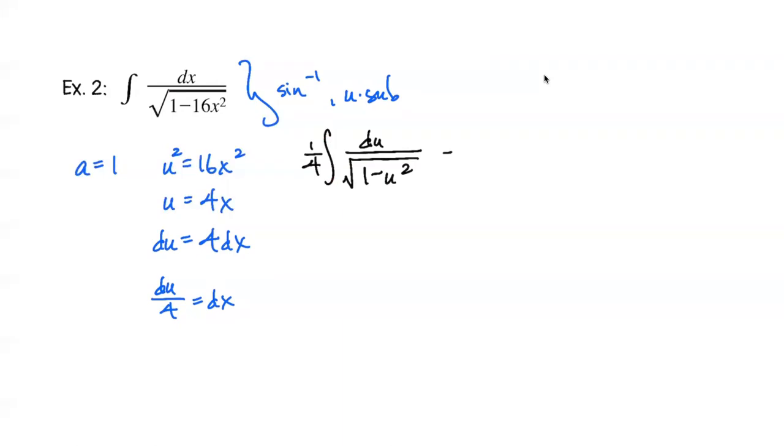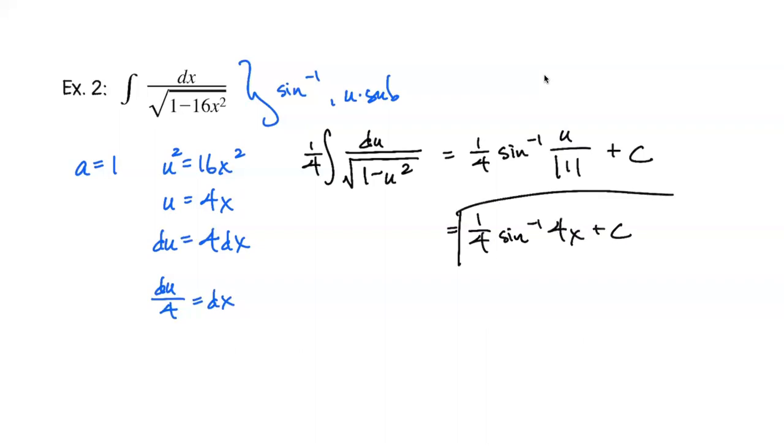Now this is our inverse sine, so we're going to say 1/4 inverse sine of u over the absolute value of 1 plus c. And we want to go ahead and make sure that we put our u back in. So we have 1/4 inverse sine of 4x plus c.